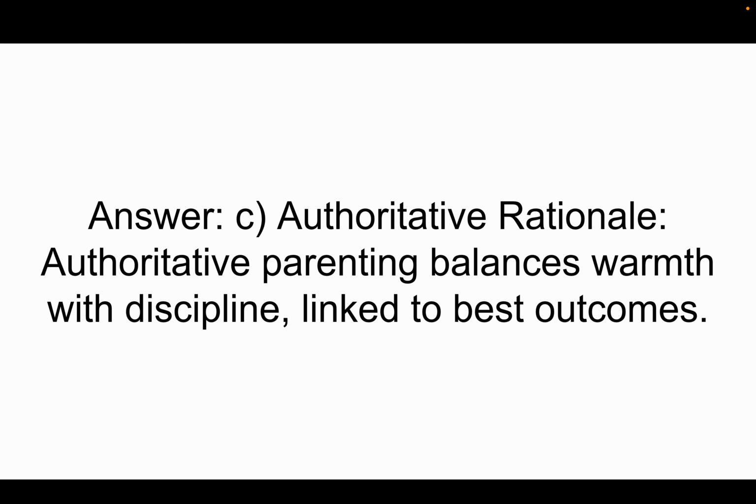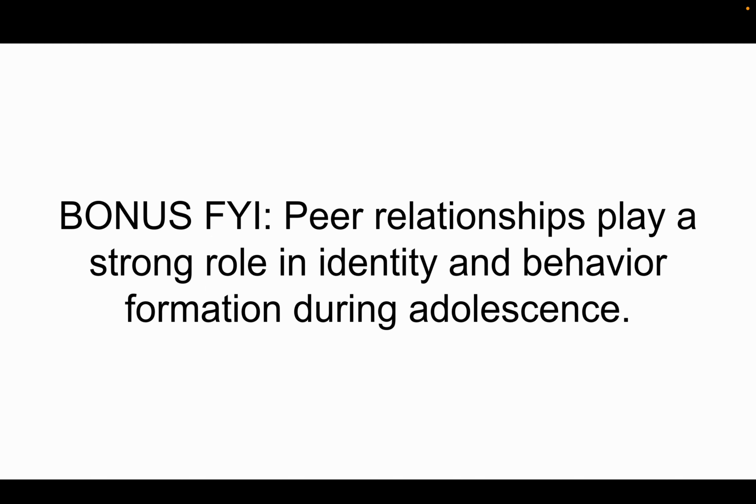So, the authoritative style is different from the authoritarian, where parents end up being physical, slapping the child or using the belt, which is already too much. So, proper discipline, and most of all, open communication. Okay, bonus FYI, peer relationships play a strong role in identity and behavior formation during adolescence. That's why check on your kids, on your siblings, or the people around you, or even your students, on what group of friends they are in company with.